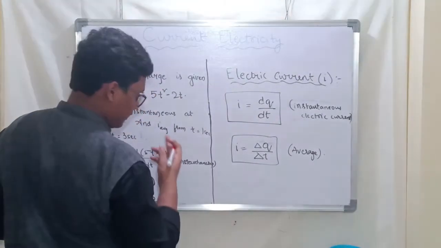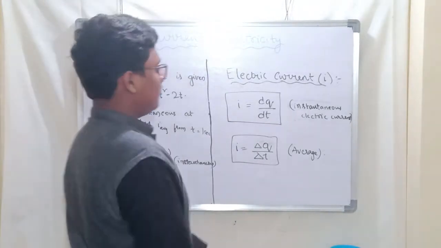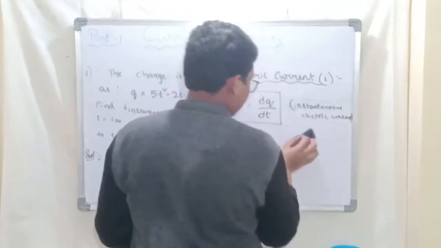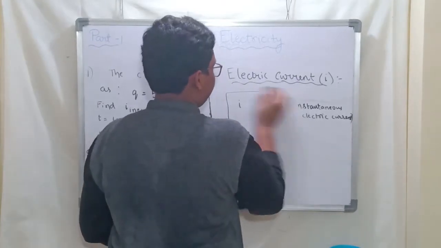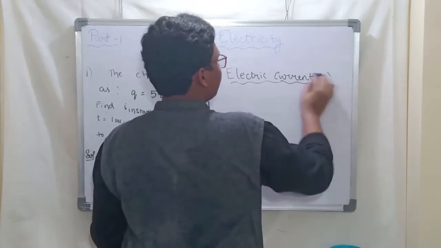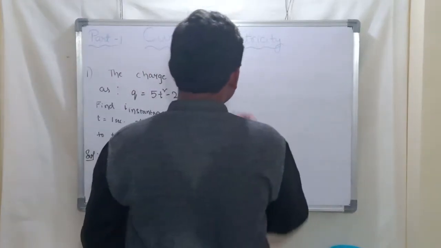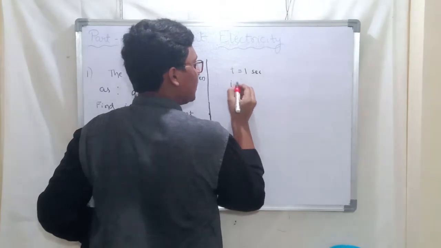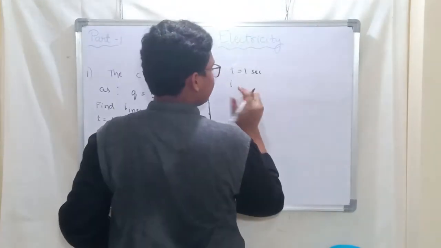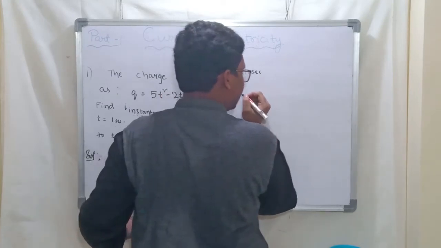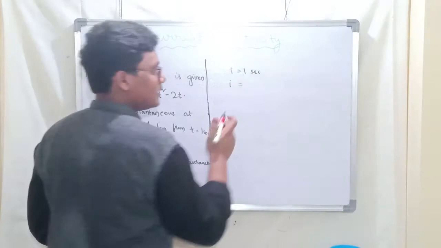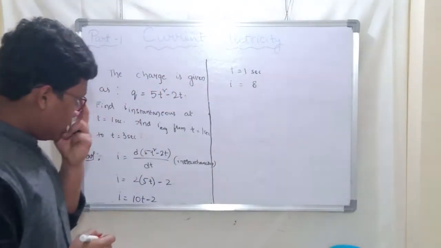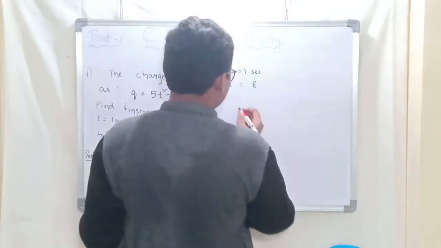Now at t is equal to 1 second, as he asked, I is equal to 10t minus 2, so 10 into 1 is 10, minus 2 is 8. I is 8.